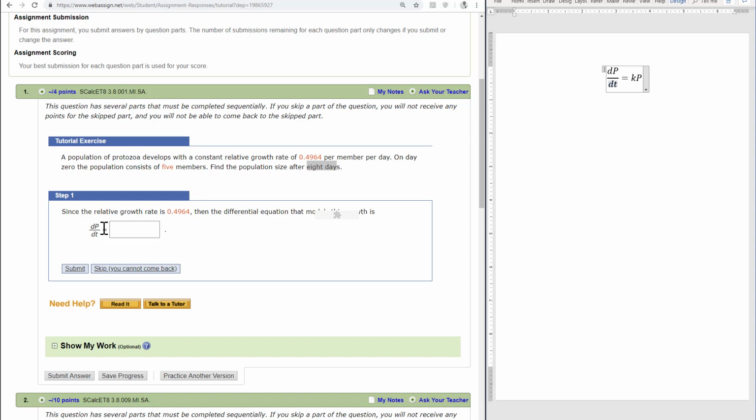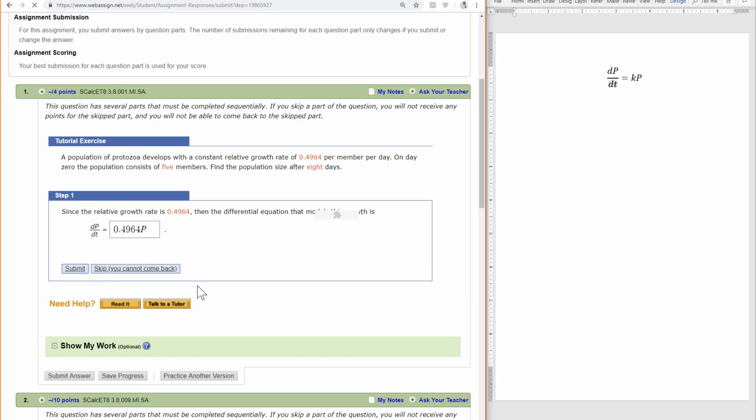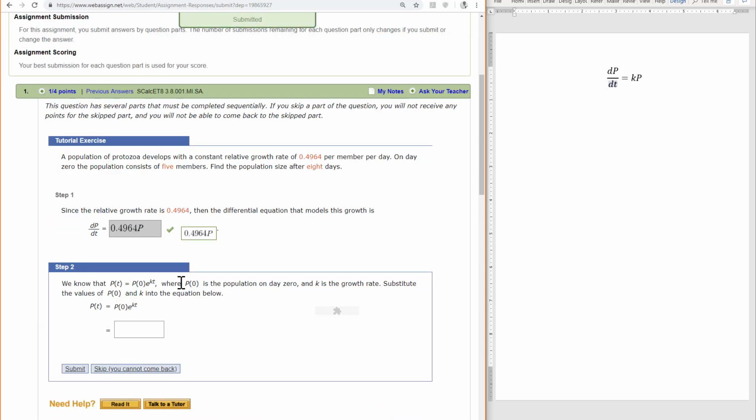Alright, so we're going to start off with a differential equation that models this growth, and it's going to be essentially this number over here times P, because its growth rate is this thing per day, per member per day. And so if you have P members at any time t, then that's going to be your differential equation that describes the rate of growth of your population.